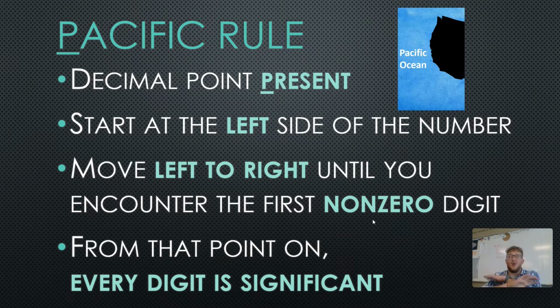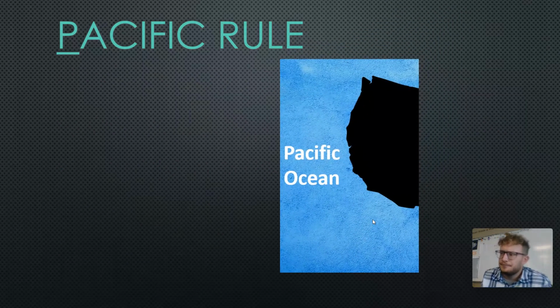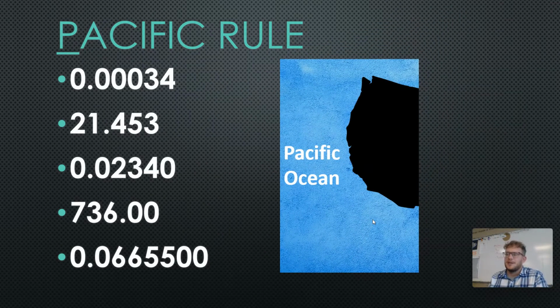You're like, Cully, I don't know what you just said. I'm like, I know, me either. However, let's look at some examples and take it step by step. So if I asked you how many sig figs were in these numbers, we would be using the Pacific rule to determine how many. Why would we be using the Pacific rule? Well, because if you notice, all of these numbers have a decimal point in them, aka the decimal point is present. Pacific rule starts with a P, so does present, okay?